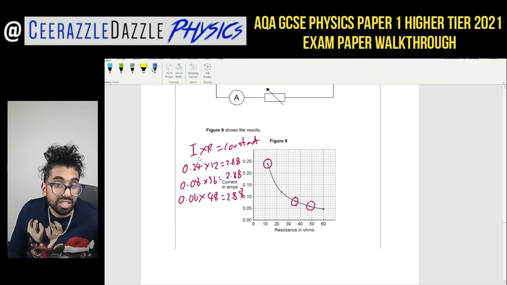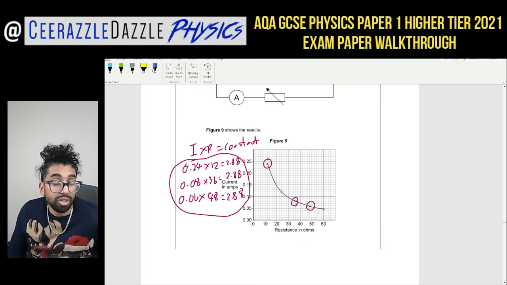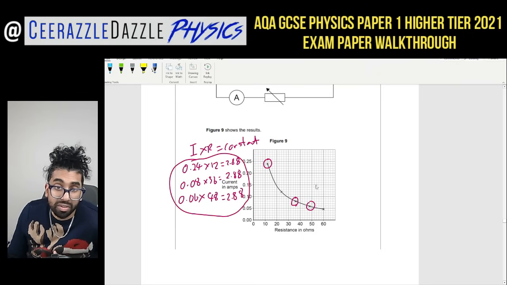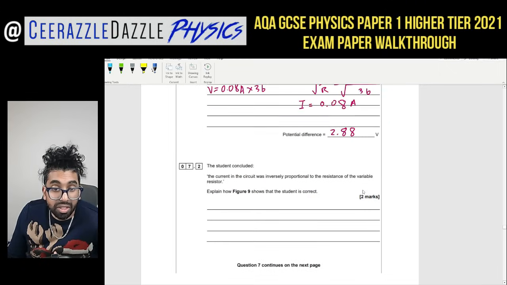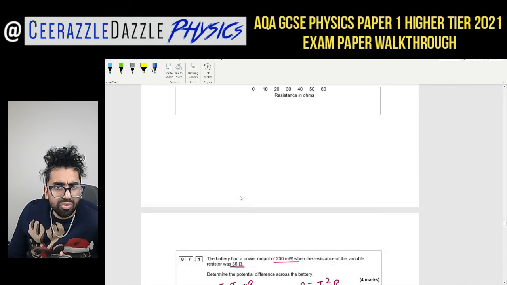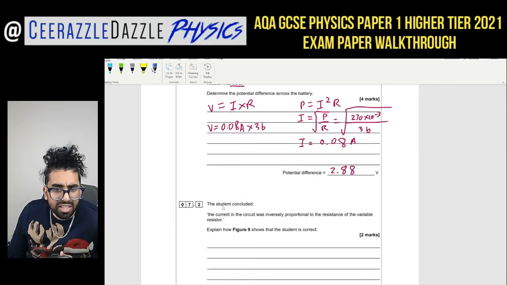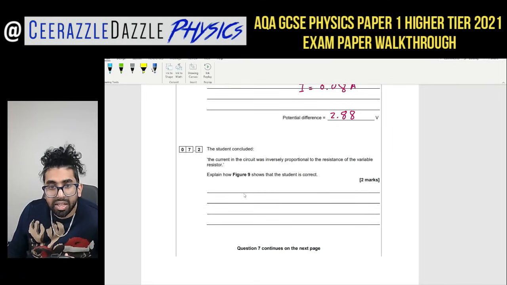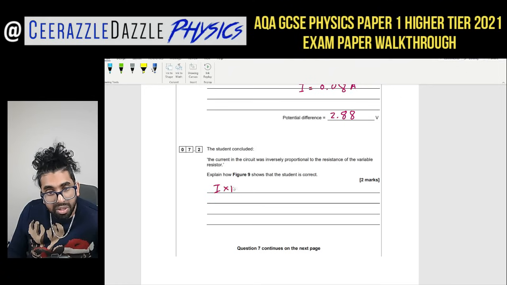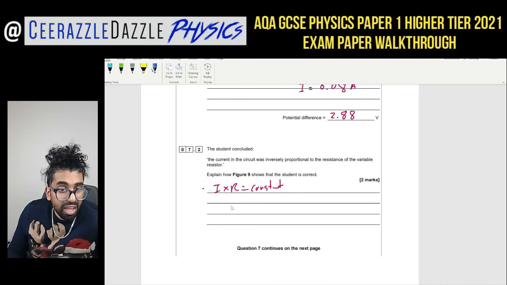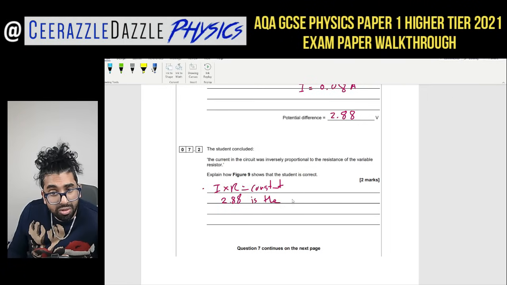And look, the constant is the same for all three of them. So we have shown that they are inversely proportional to each other. So we can just put that down. All of that writing, you can just write into here. We can also say that the current multiplied by the resistance is equal to a constant. And we've worked out that for 3 pairs of values, 2.88 is the constant.